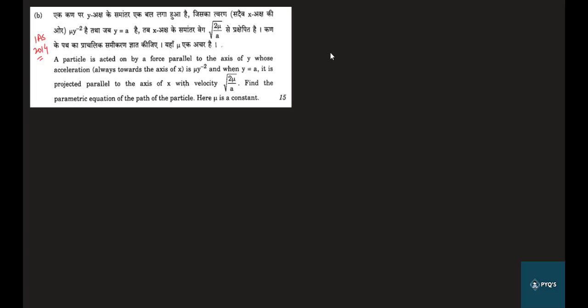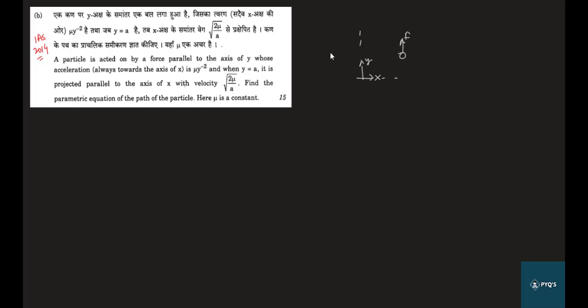So the question says the particle is acted on by a force parallel to y-axis. Suppose this is x-axis, this is y-axis. So a particle is here, a force is applied parallel to y-axis. Now this is x, this is y. I have applied force parallel to y-axis whose acceleration is given by this.